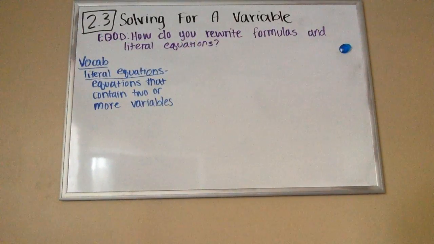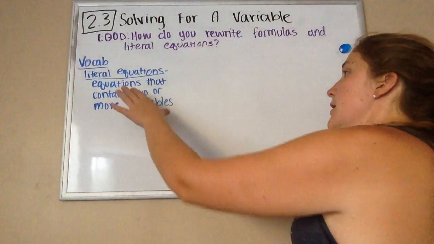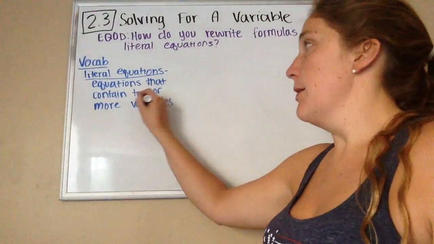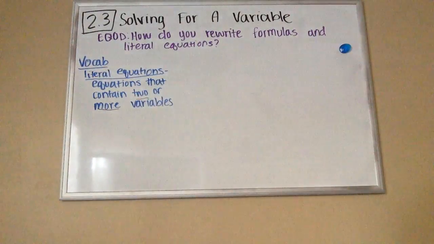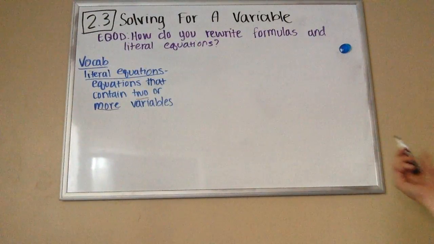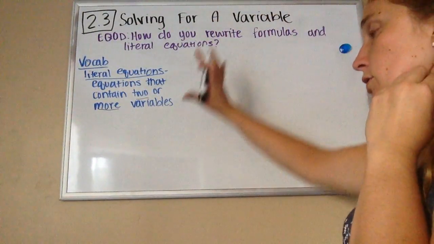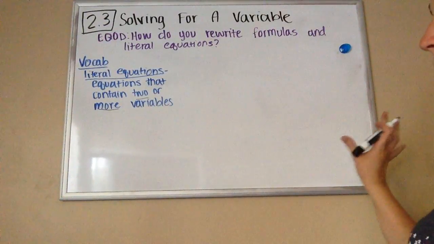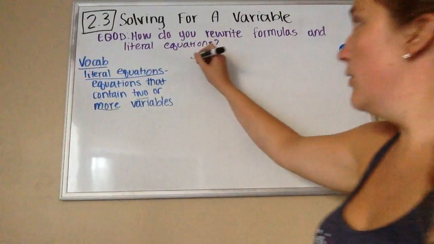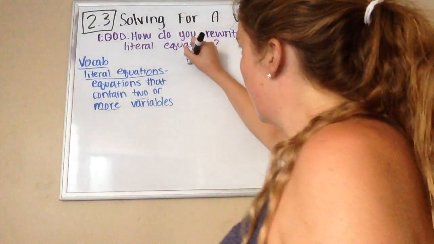In our vocab, we just have one today: literal equations, so equations that contain two or more variables. We're going to be working with lots and lots of variables today, actually very few numbers and more of just variables. So we've got to get comfortable with them. We're going to start off with about 5 practice problems, and they're all going to be under the same title, just solving for a variable. So we'll do our first example.